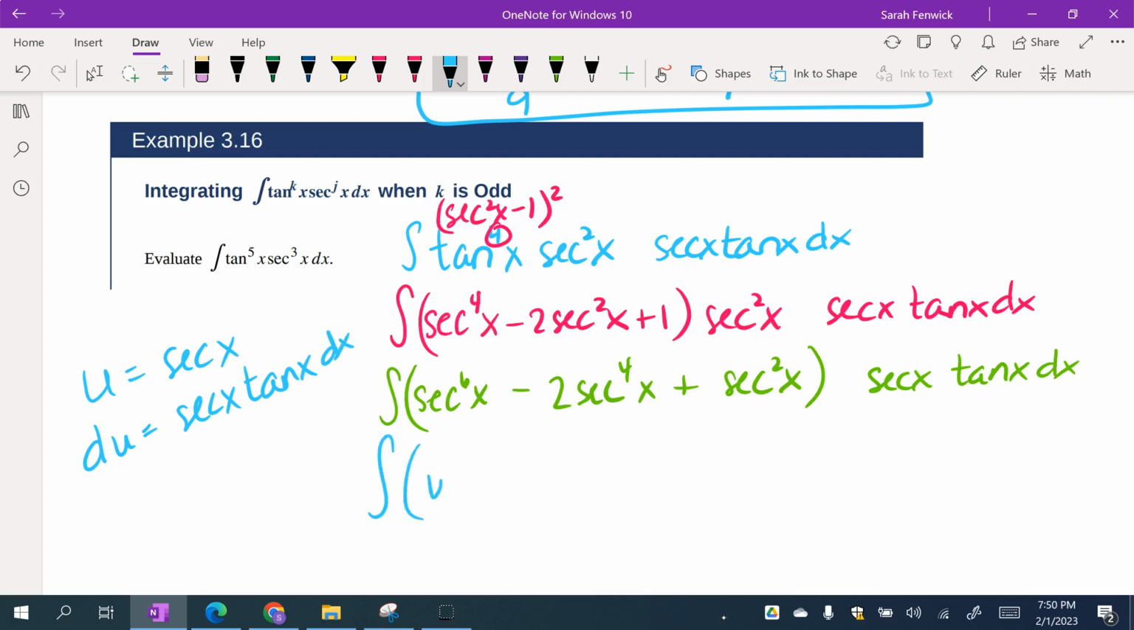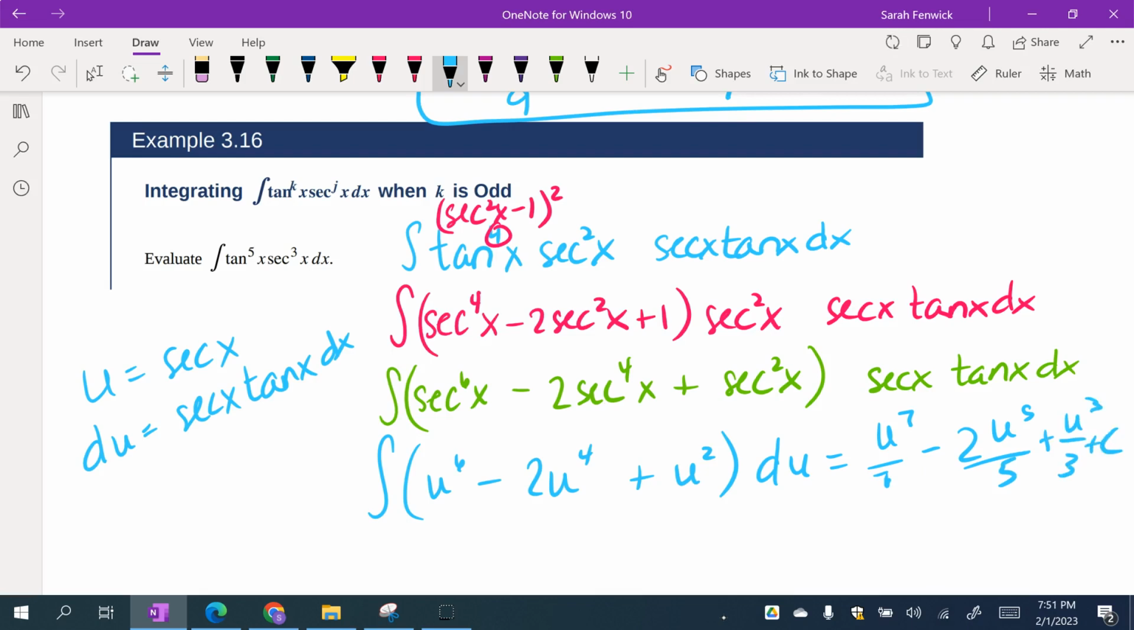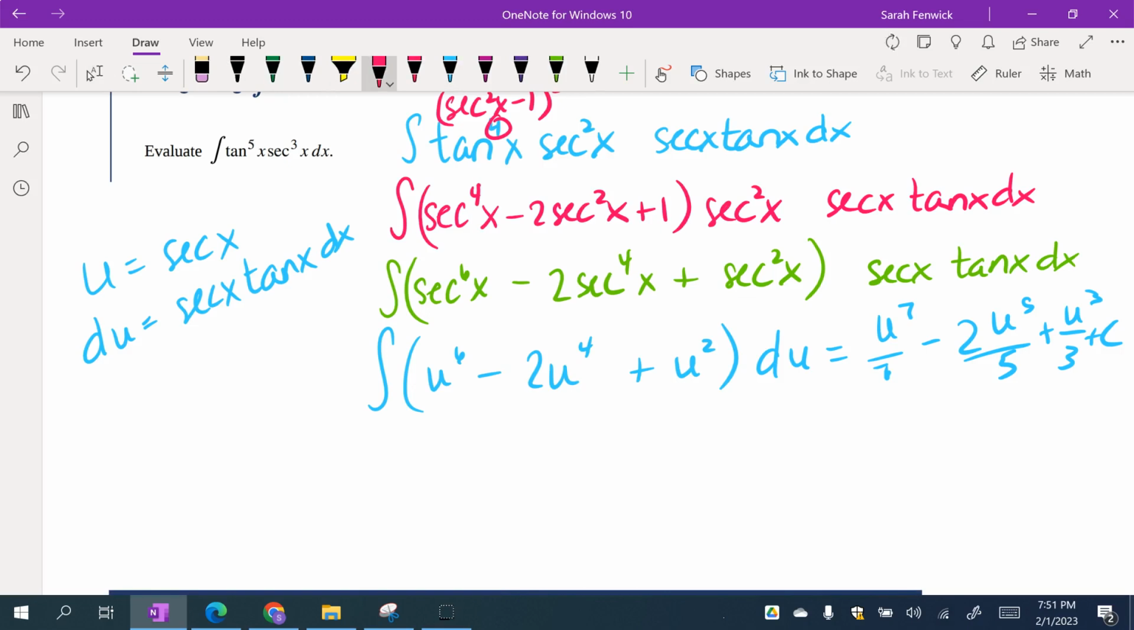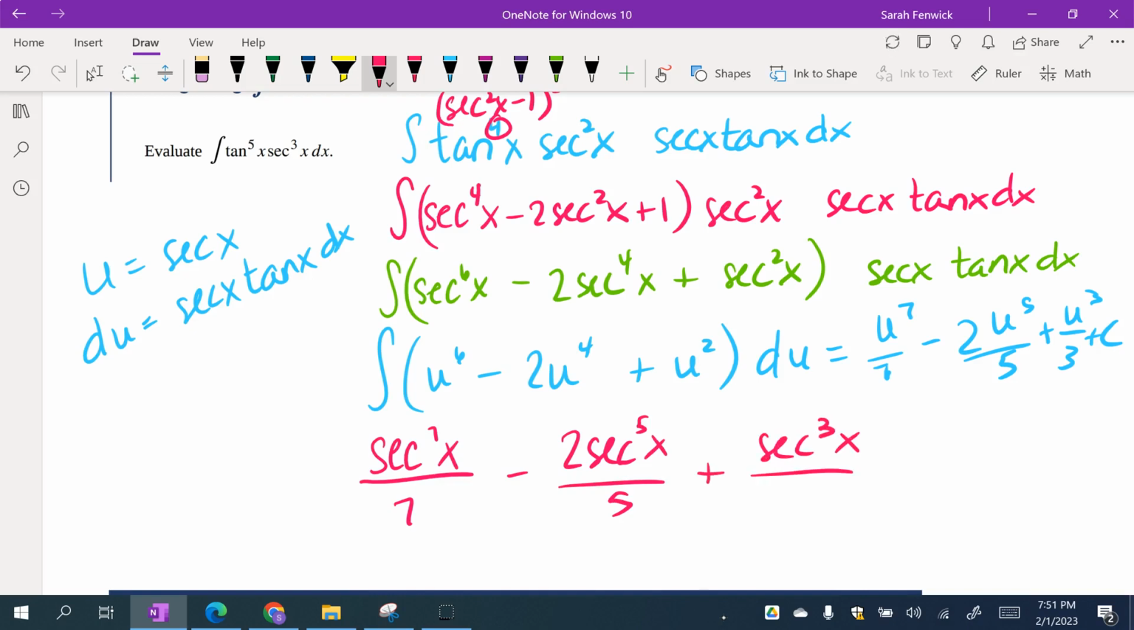The integral of u to the 6th minus 2u to the 4th plus u squared du is u to the 7th over 7 minus 2u to the 5th over 5 plus u to the 3rd over 3 plus c. Plug secant x back in, and we have secant to the 7th x over 7 minus 2 secant to the 5th x over 5 plus secant to the 3rd x over 3 plus c. Whoops, my c got a little crazy.